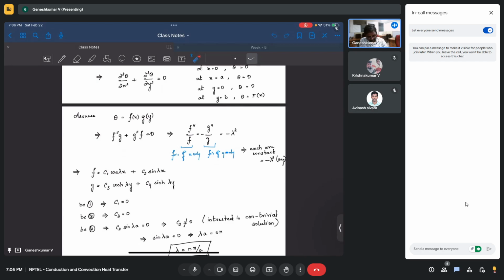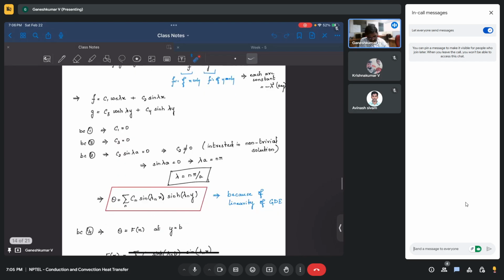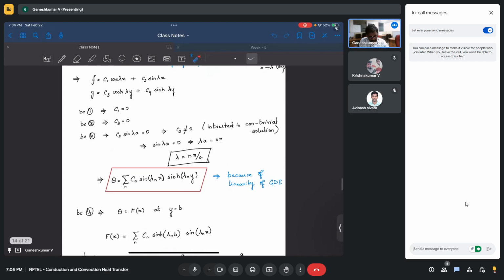For example, f double dash by f equal to minus lambda square has only one independent variable, which can be easily integrated. Similarly, g double dash by g equal to minus lambda square. Here lambda square is a constant. Then it becomes one independent variable which you can integrate. Once you integrate it, you will get the functions. You multiply those two functions, and you will have the full solution to your 2D Laplace equation.